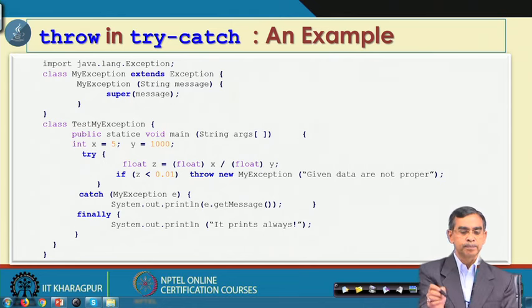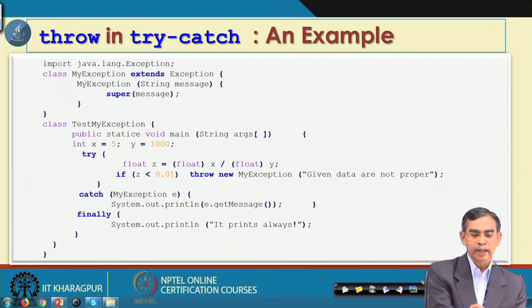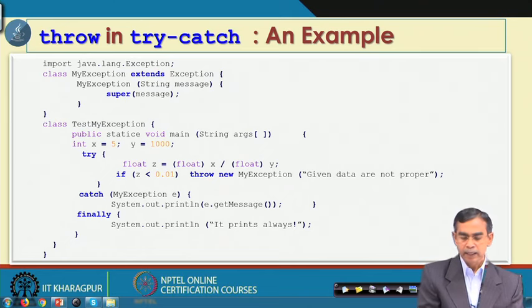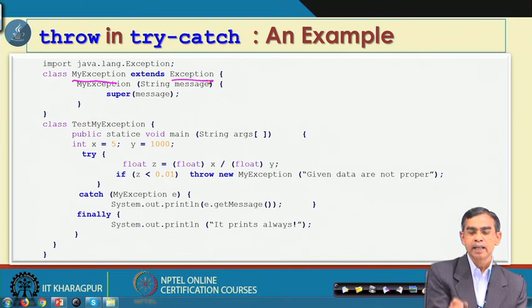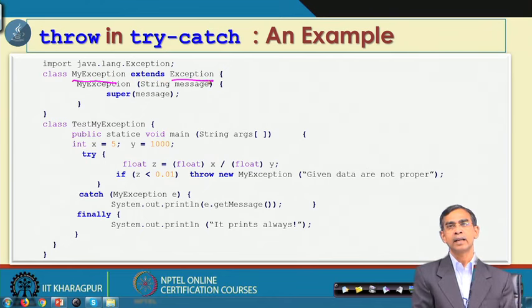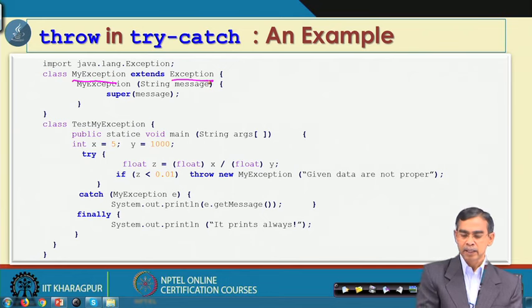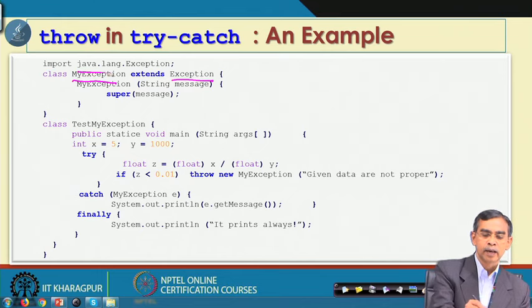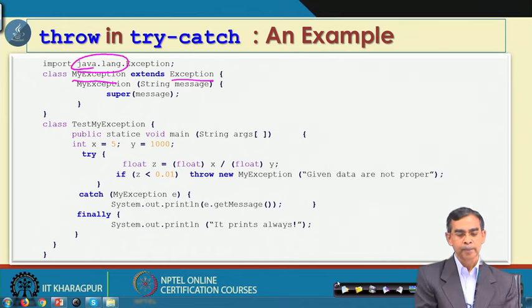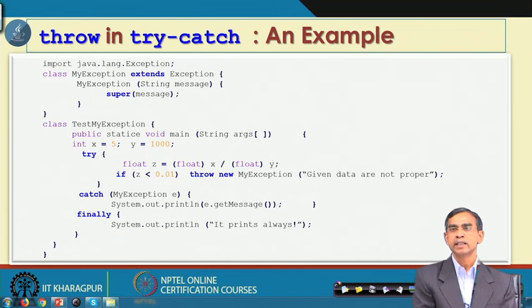Now, here we have created one exception. The name of the exception is MyException, and it is inherited from a superclass, Exception. So, it is a derived class of the superclass Exception. As you know, the Exception class is already defined in the java.lang package. So, this is the concept that we have to create an exception class.